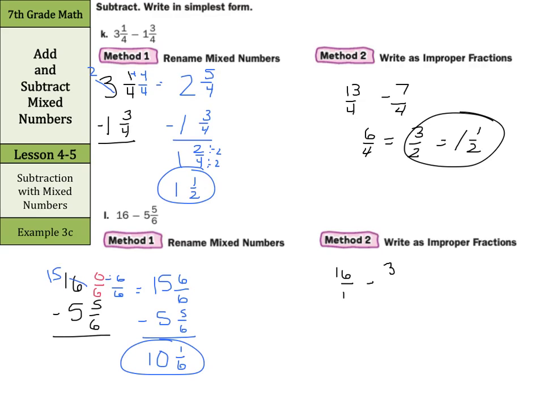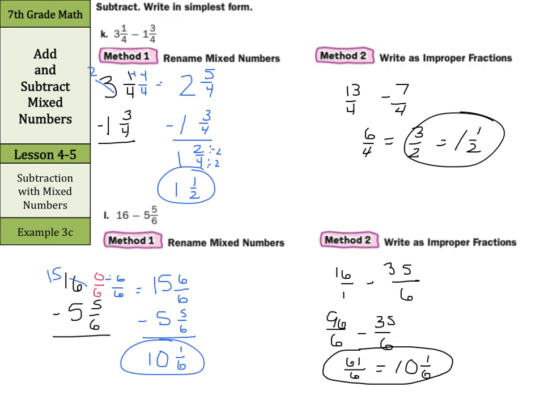To rename these as improper fractions, well, we have 16 over 1 minus 5 times 6 is 30 plus 5 is 35/6. We need to get our 16 over 6. So 1 times 6 is 6. So 16 times 6 is 96 minus those 35/6. And 96 minus 35 is 61 over 6, which is the same thing as 10 and 1/6. So, renaming as mixed numbers, writing as an improper fraction, the choice is yours.